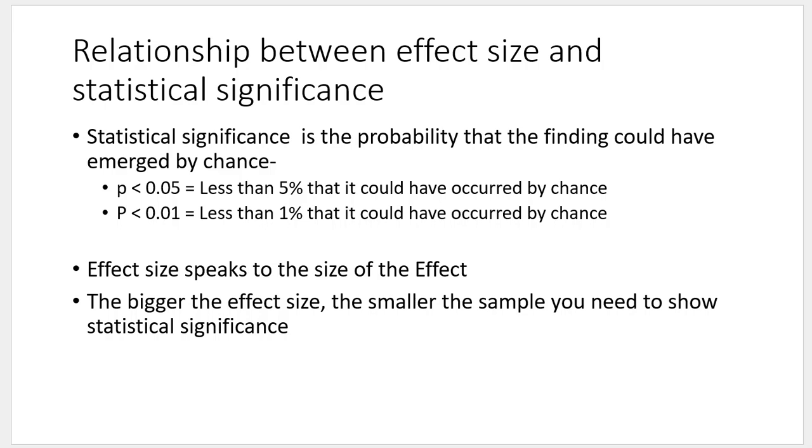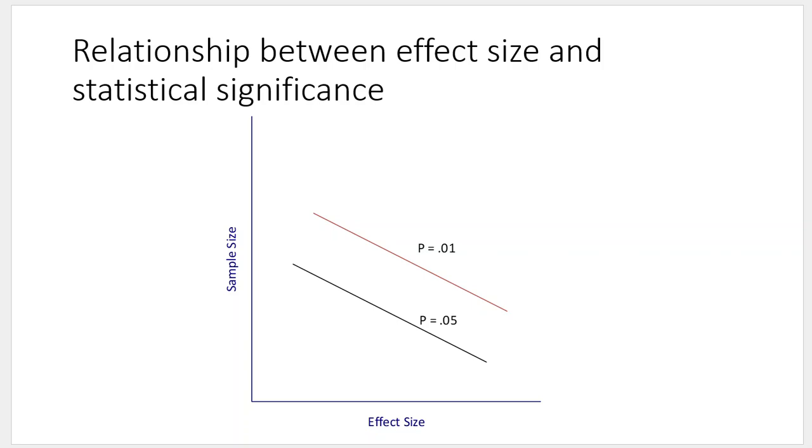In contrast, effect size speaks to the size of the effect. The bigger the effect size, once the study is statistically significant, the more impact it's going to have at the level of the individual patient. And the bigger the effect size, the smaller the sample you need to show statistical significance. So what do I mean by that? Well, if the effect size is large, you're going to see the results versus placebo much more quickly with a smaller sample size. So you go up here, we need a small sample size to get the effect at 0.05. We do need a few more to get the effect at 0.01.